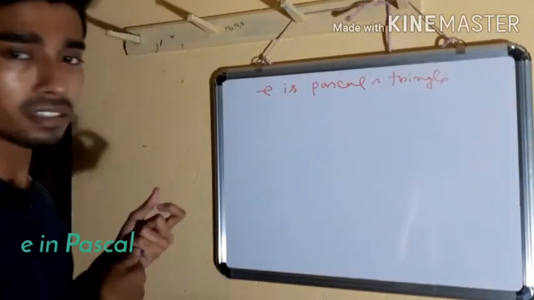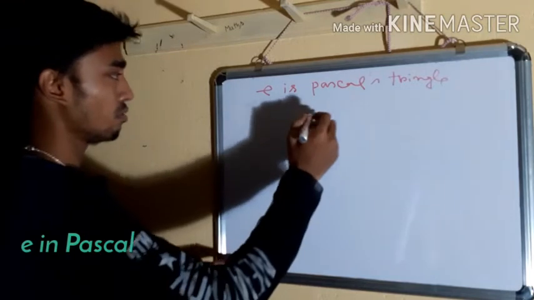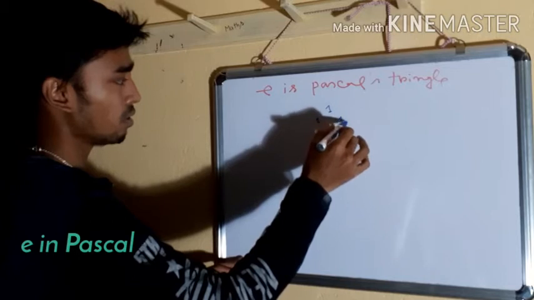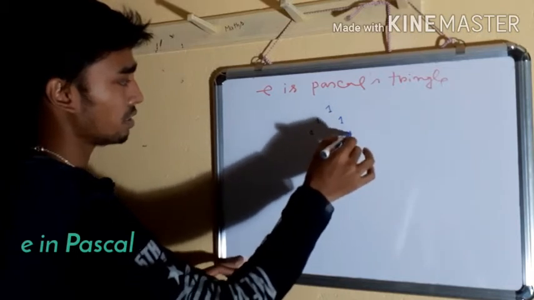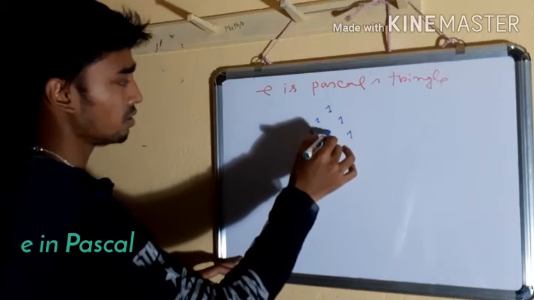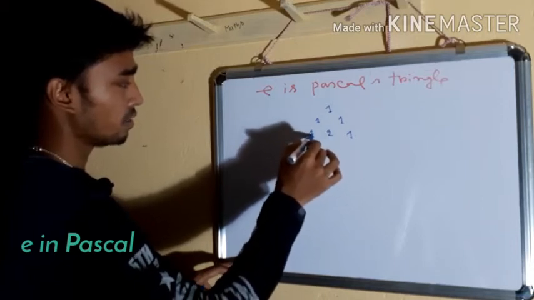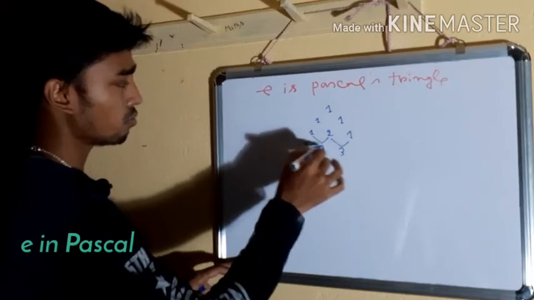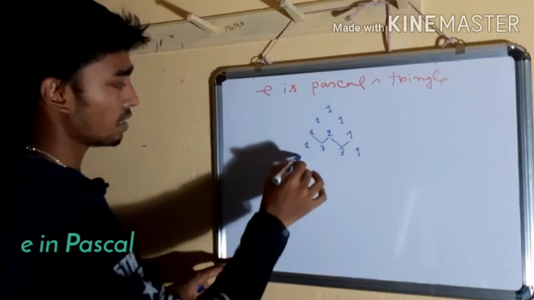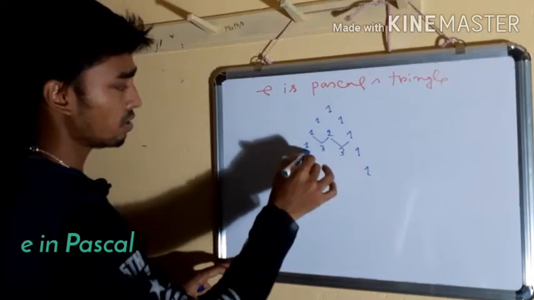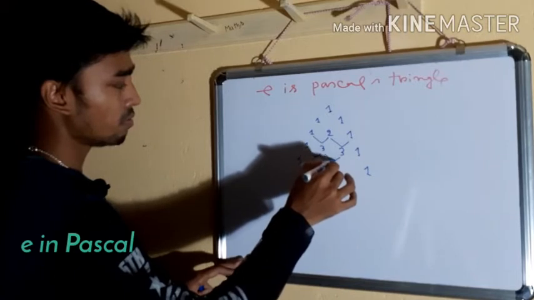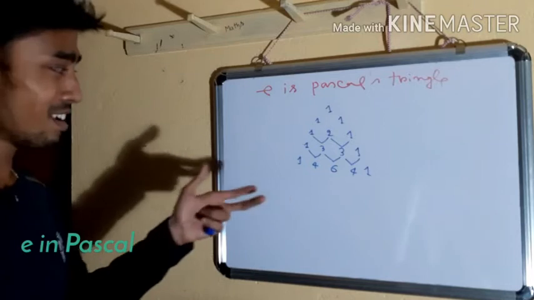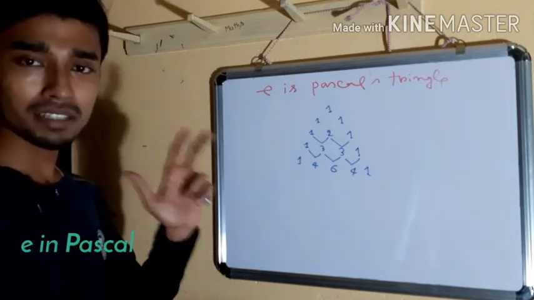Pascal's triangle always starts with 1. So there is 1, then 1, 1, then 1, 1, 1. Then 1 plus 1 gives 2, and 1 plus 2 gives 3, and so on, surrounded by 1s. From this we get 4, from this we get 6, from this we get 4. This is what Pascal's triangle is. Even a child can do this.